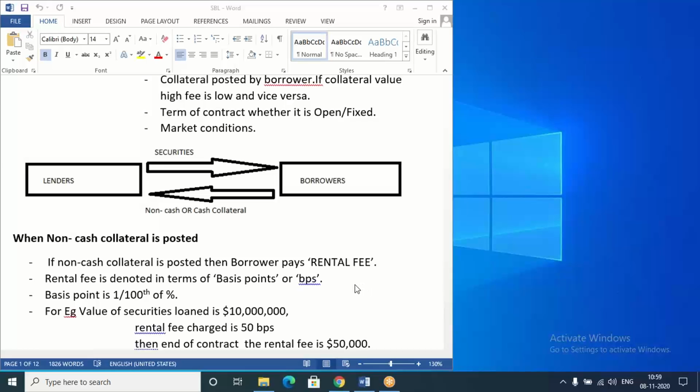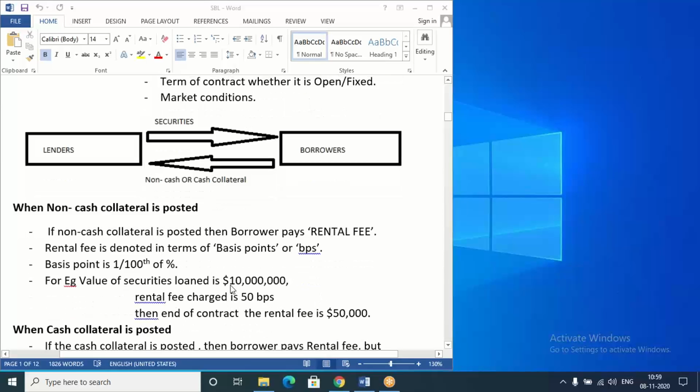Sorry about that. So the rental fee is denoted in basis points. We have an example here. If the securities loaned are worth 10 million and the rental fee charged is 50 BPS, then what would be the rental fee that the lender would get at the end of the contract? Is this clear, folks?